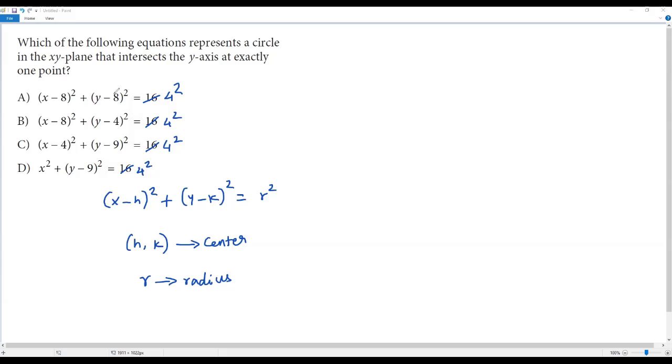Okay, now what's the center of the circle in option A? The value subtracted from x is 8, and the value subtracted from y is also 8. So the center of the circle in option A is (8, 8). In option B, the center of the circle is (8, 4). In option C, the center of the circle is (4, 9). In the last option, no value is subtracted from x, so x squared can be written as (x − 0) squared, that is, 0 has been subtracted from x. So the center of the circle for the last circle is (0, 9).